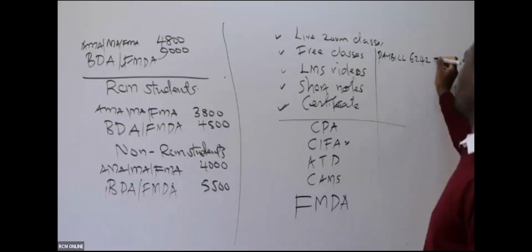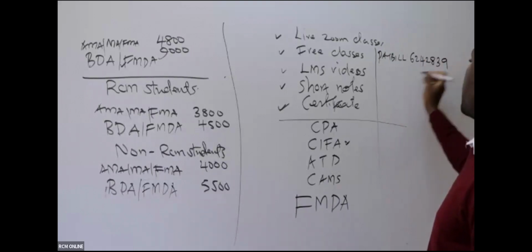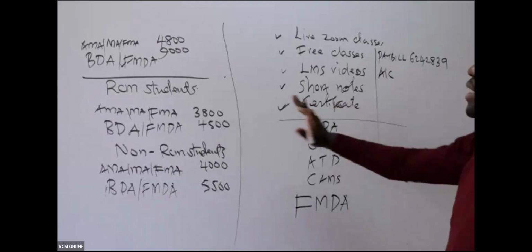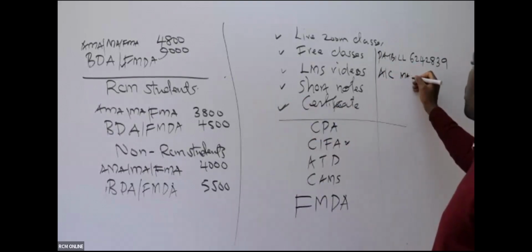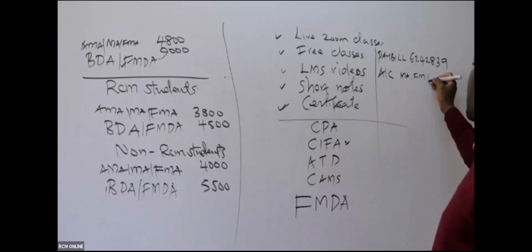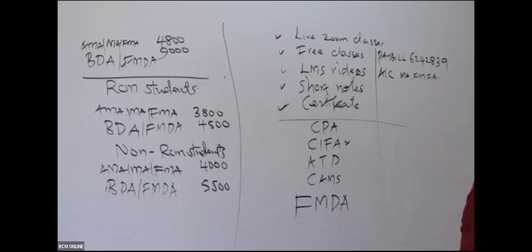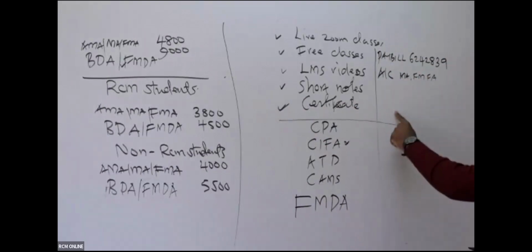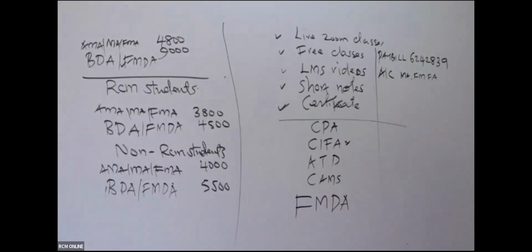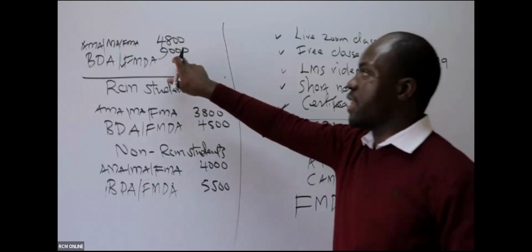62 42 83 9. Account number, just indicate the unit name. If you are doing MA, just indicate MA. If you are doing FM, just indicate FM. If you are doing FR or financial accounting, just indicate financial accounting. If you're doing the three of them, list all of them and account them, and then you pay the amount.